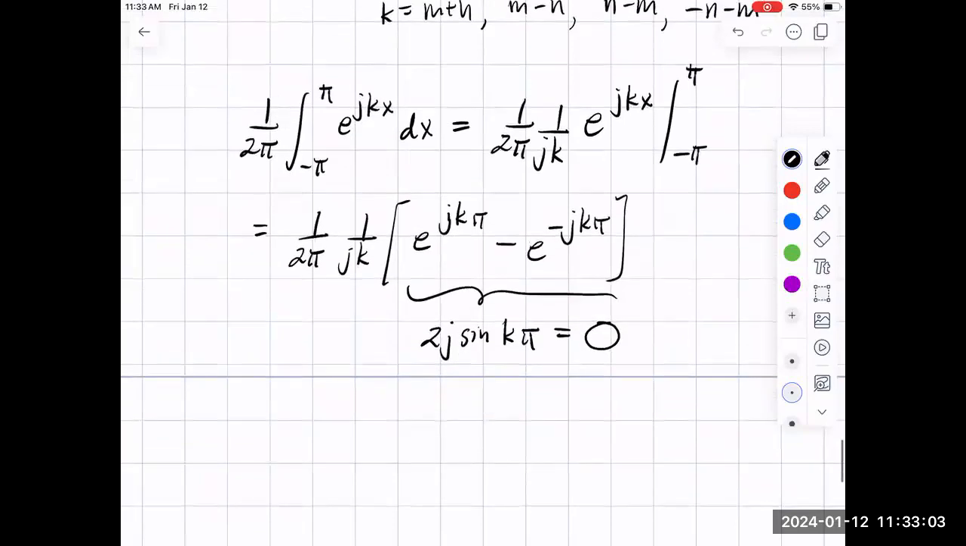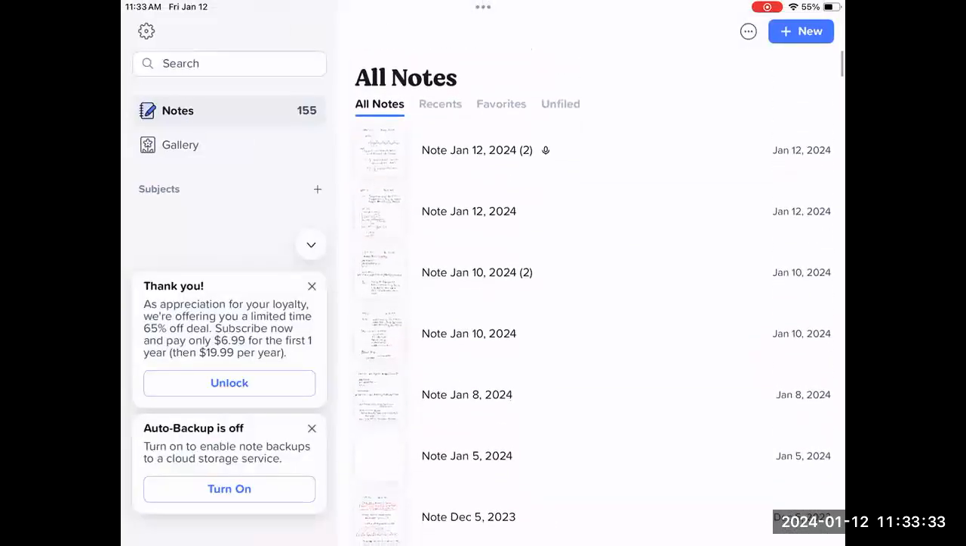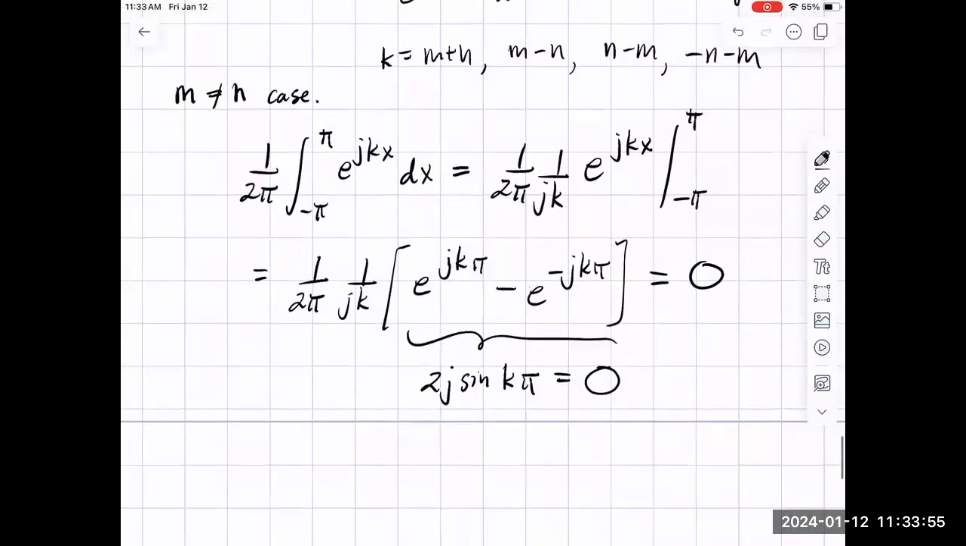Okay, there's one caveat here: what if k was equal to 0? Then we would have a problem because we divide by 0. So this is the case that we're thinking of here, the m not equal to n case. That just prevents the possibility that if m and n were equal, both of these cases would be k equals 0. So we've done one possible case, and we get 0 for this case.